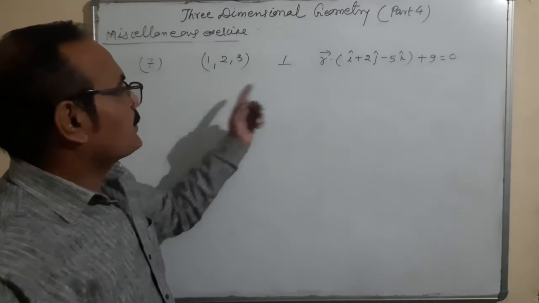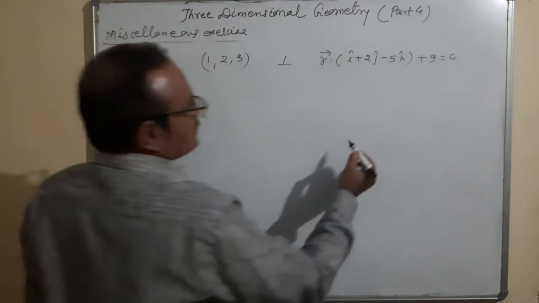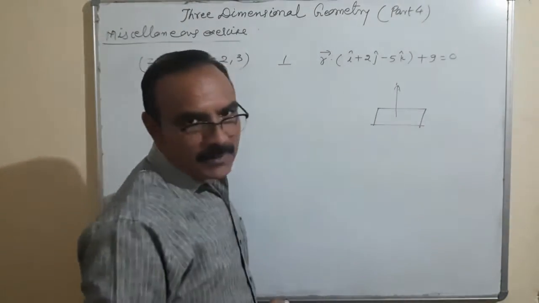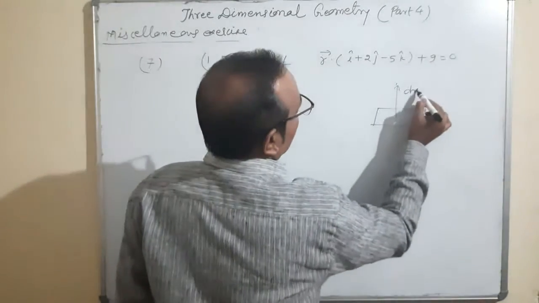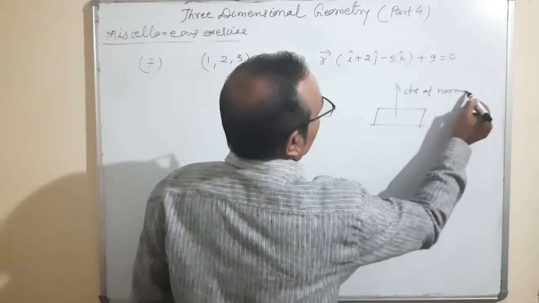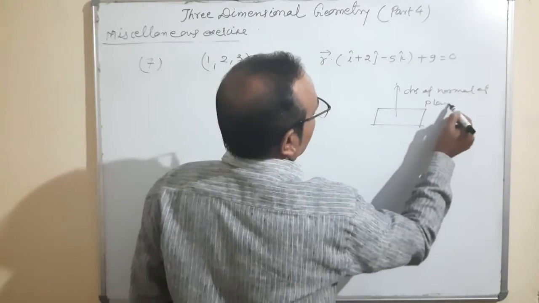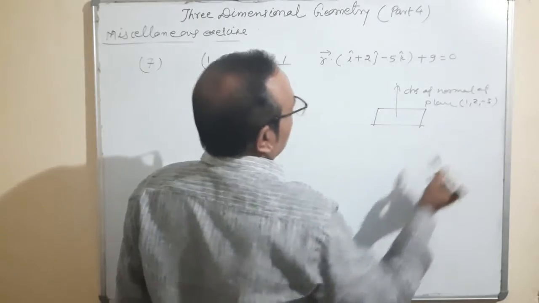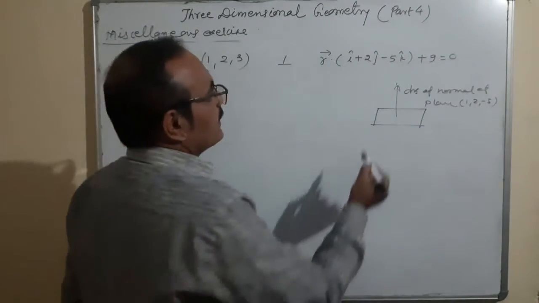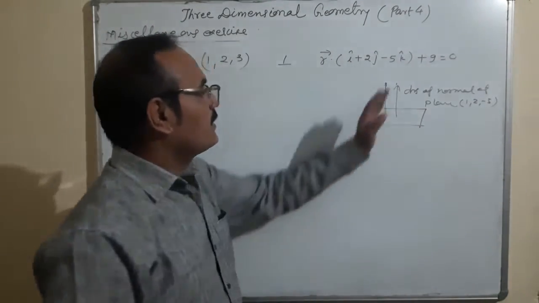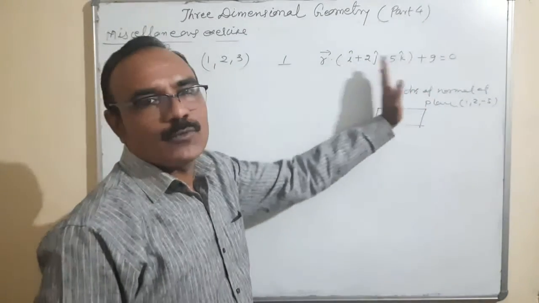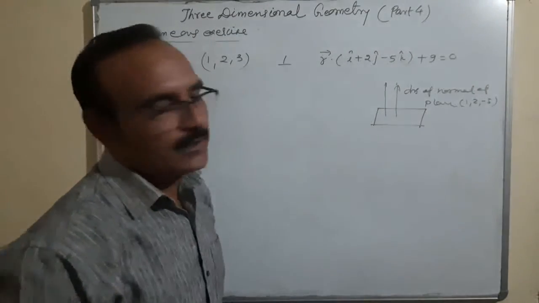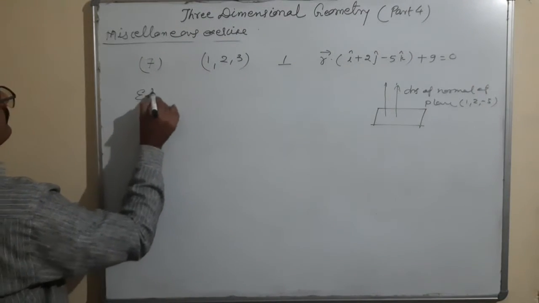Okay, so equation of the line. See, this is the plane, and this is the normal of the plane. So the direction ratios of the normal of the plane are 1, 2 and minus 5. Because the line is perpendicular to the plane, the line is also going in that direction. So the normal and line are both parallel, their direction ratios are the same, and this line is passing through the point (1, 2, 3).